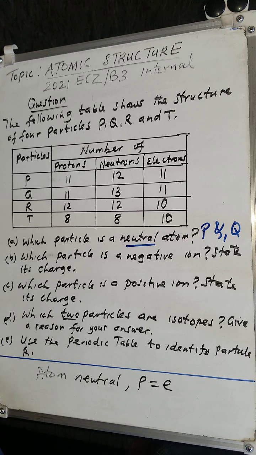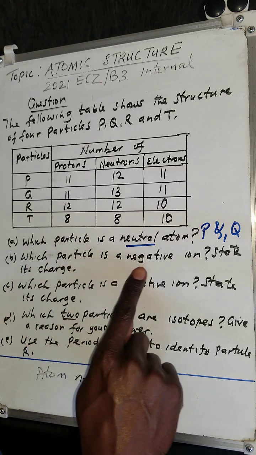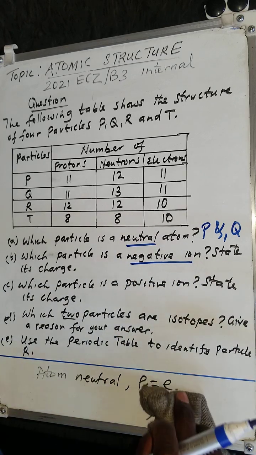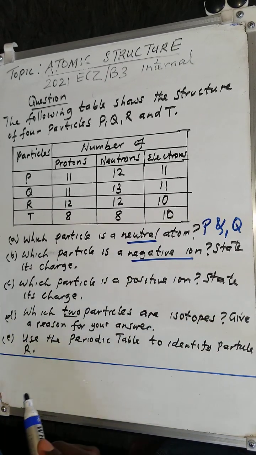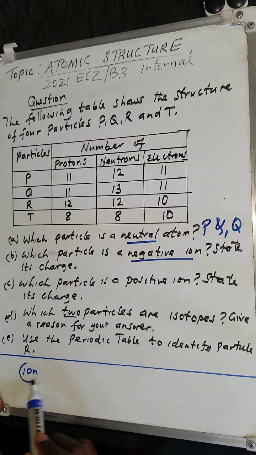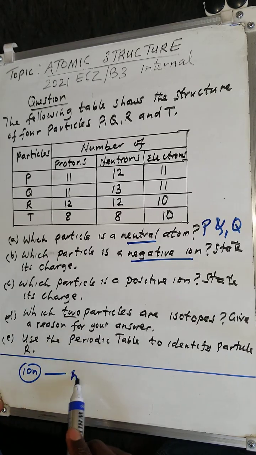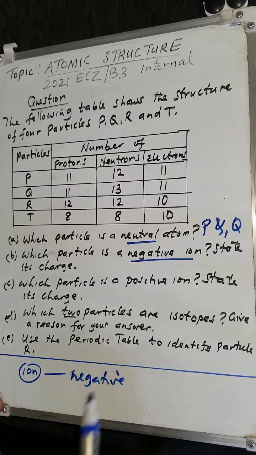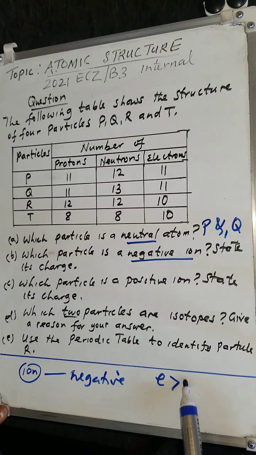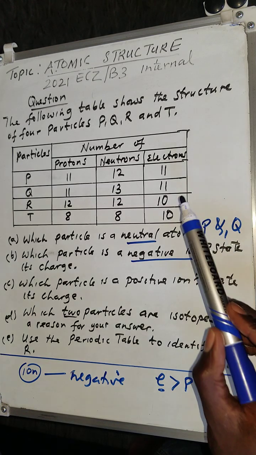All right. Then the next one says which particle is a negative ion. So which one is a negative ion? Now, if you remember from our previous discussion, for you to have an ion that is negatively charged, it simply means the number of electrons should be greater than the number of protons. So you should have more electrons than protons. So you can just look at which one has more electrons than protons.